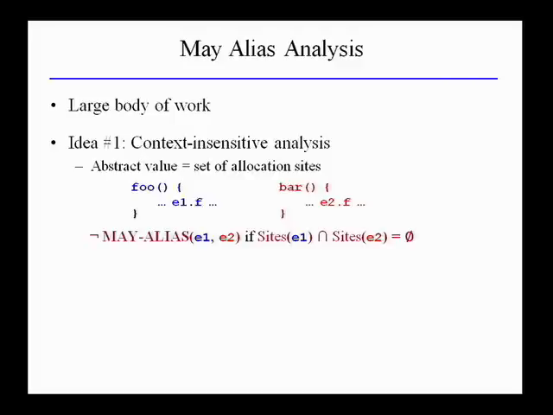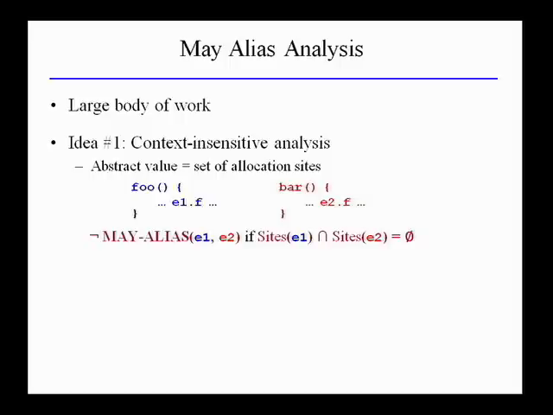So we have to have some kind of abstraction. We're going to glom together multiple program locations into a single abstract location. And the standard context-insensitive way of doing this is to say the abstract value is going to be the set of allocation sites. I will just identify every value with the site where it was allocated. There's only a finite number of allocation sites in the program, and so I can identify some classes of values by their allocation sites.